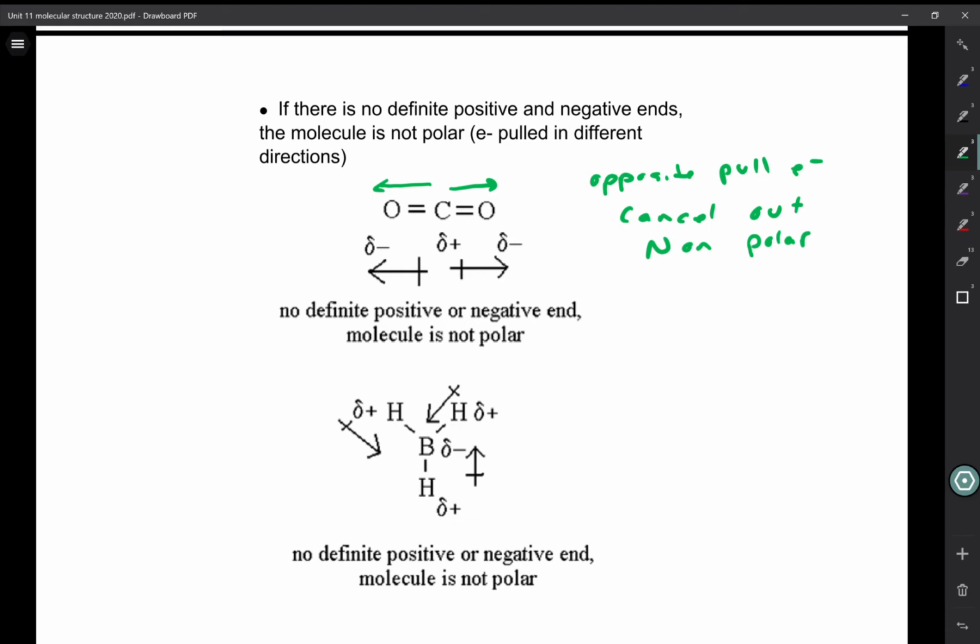All right, so here's BH3, same thing here. Between boron and hydrogen, which is all of these, boron is more electronegative. So all the electrons are getting pulled in here, and all of them cancel each other out. So since they cancel each other out, again, that makes it nonpolar. You don't have any direction where the electrons are getting pulled to, so you're not getting a definite negative direction and a definite positive direction. So those two are nonpolar. Now here's what a couple polar molecules look like.